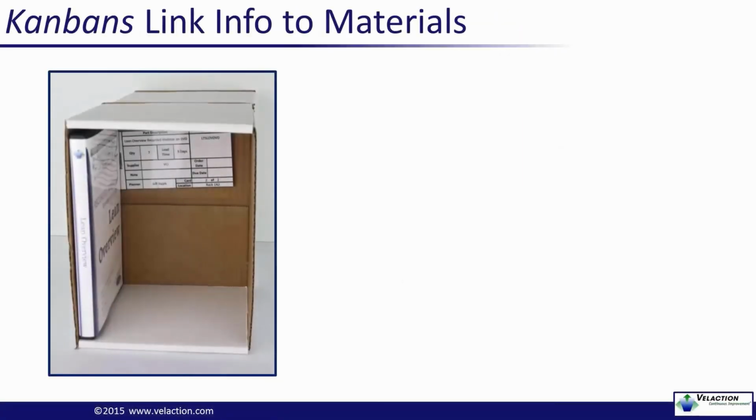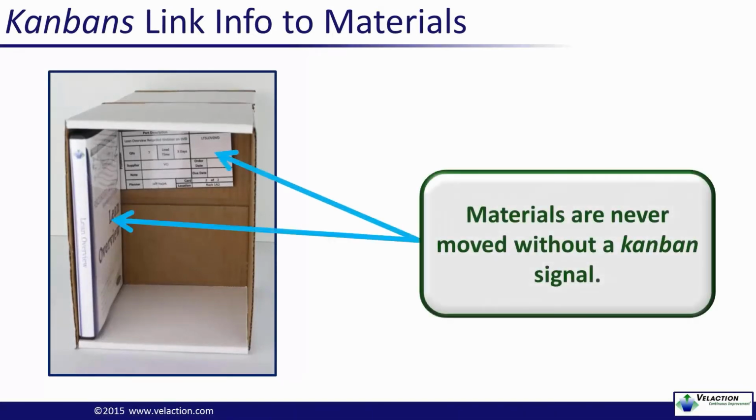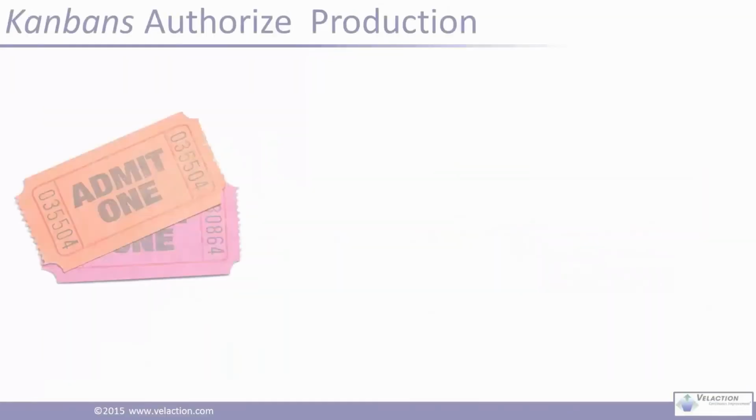Another benefit of Kanban is that it attaches information to materials. Without Kanban, it is difficult to tell whether the material is where it is supposed to be. One of the rules of Kanban is that materials cannot move without a Kanban card. That relationship gives you confidence that materials are moving as planned.